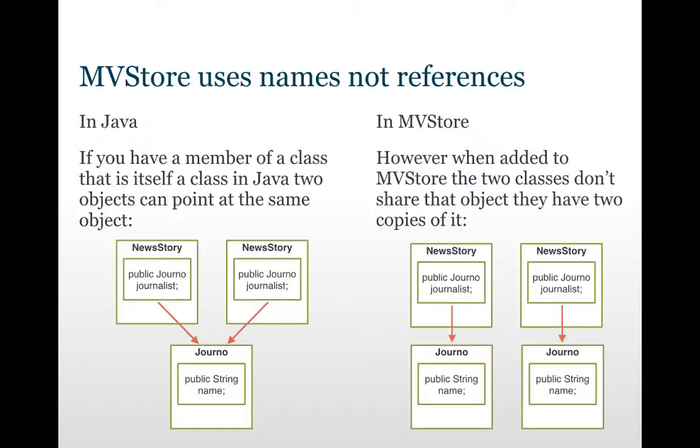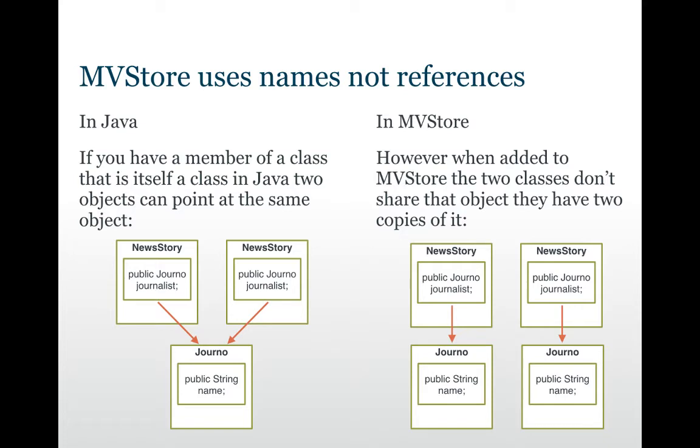So here we go. If you were just making a program that ran in memory in Java, then you could do things like the three examples over here. If it was just running in memory, you would have a member of a news story that would have maybe a type of journo or journalist, or whatever you like. And if two news stories referred to the same journalist, they would just point to the same bit of memory. They would just be references to the same object.